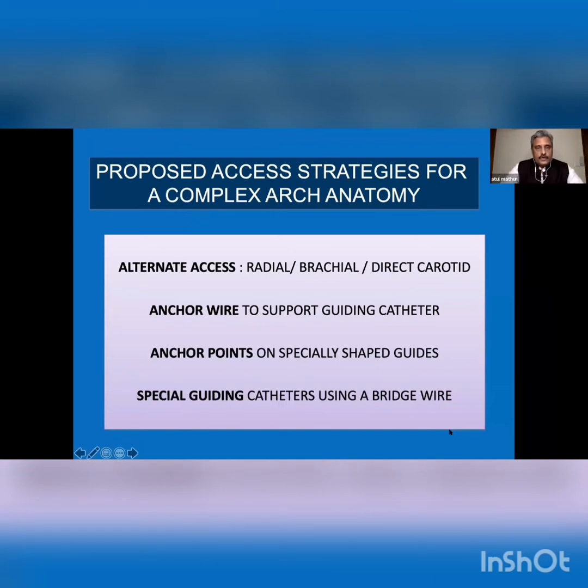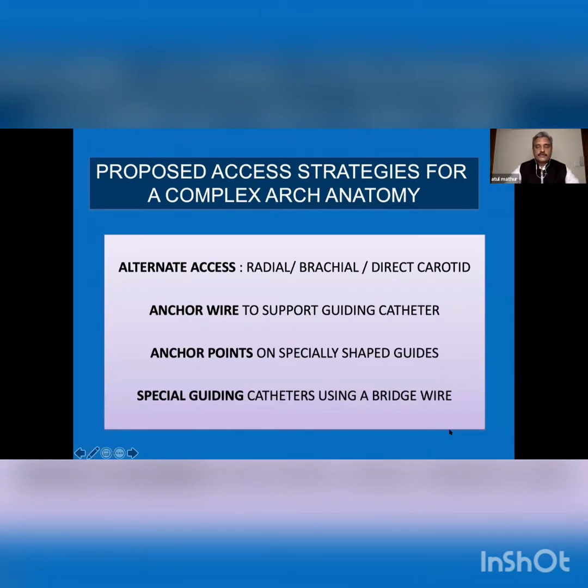So what are the proposed access strategies for a complex arch? One should always consider the alternate accesses. Femoral is going to be a very challenging approach in these. So you can look at the radial approach from the right radial. Unfortunately, this lady had a deformed right hand, right elbow that was not available to us, or a brachial approach, or a direct carotid puncture with the surgeon's help.